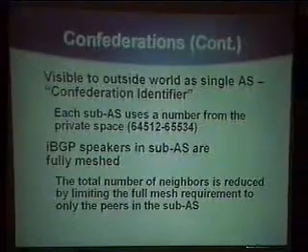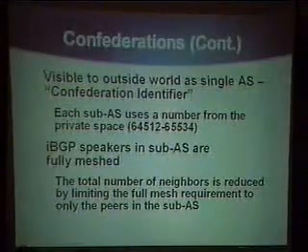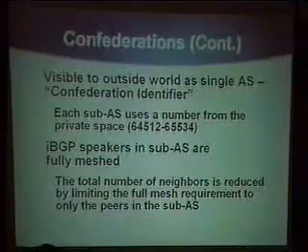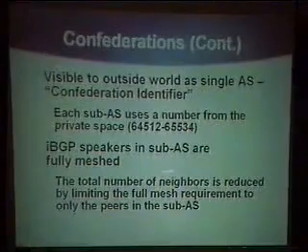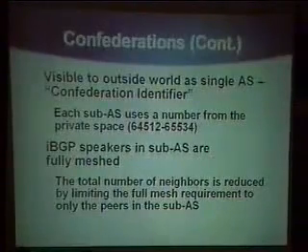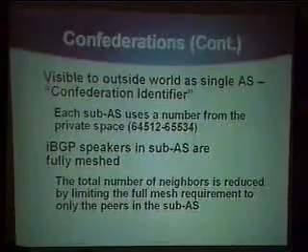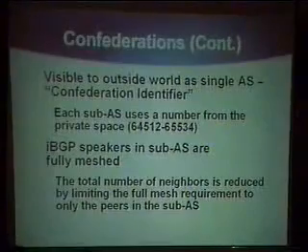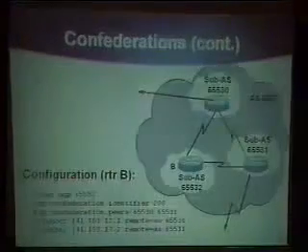Each sub-autonomous system will use a number from the private AS space. So that's 64512 to 65534. So 1024 ASs available there. So you can split your confederation into 1024 ASs if you want to. IBGP speakers in the sub-AS need to be fully meshed. So it just looks like lots of ISP networks joined together by eBGP. The total number of neighbors is reduced by limiting the full mesh requirement to only the peers in the sub-AS. So it makes your IBGP mesh scale somewhat better.